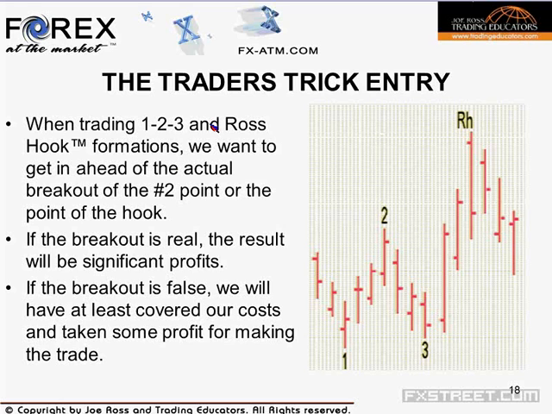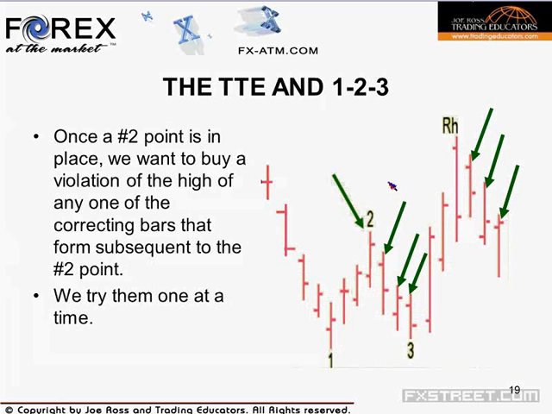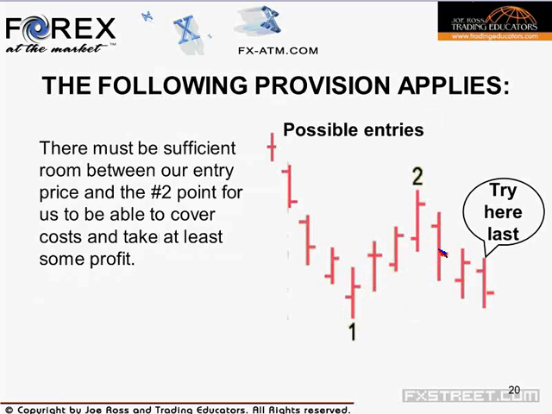So the purpose is to get in before 0.2 or the Ross hook. If we get a real breakout, like here, for example, we have quite some nice profits. If the breakout is false, we usually will have the costs covered and maybe have a little profit. So here's how it actually works. Once 0.2 is in place, what we would try to do is get in at a violation of the high of each bar here, in the example of a 1-2-3 low. And we try them one at a time. So you try here, here, and here, and then try here last to get in.